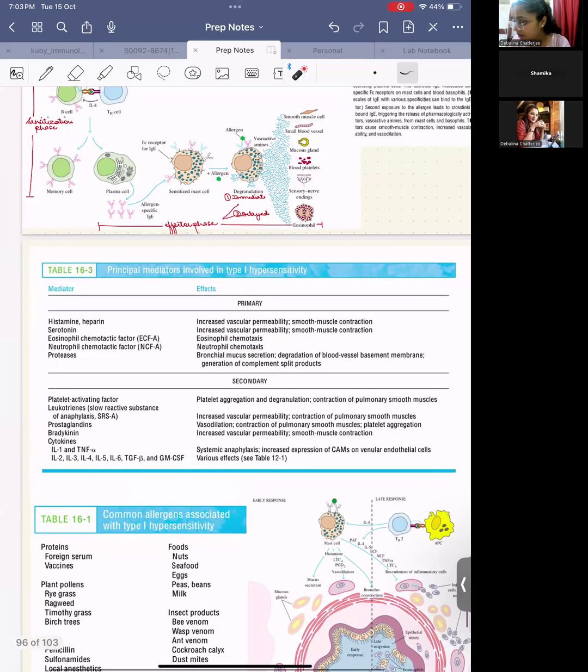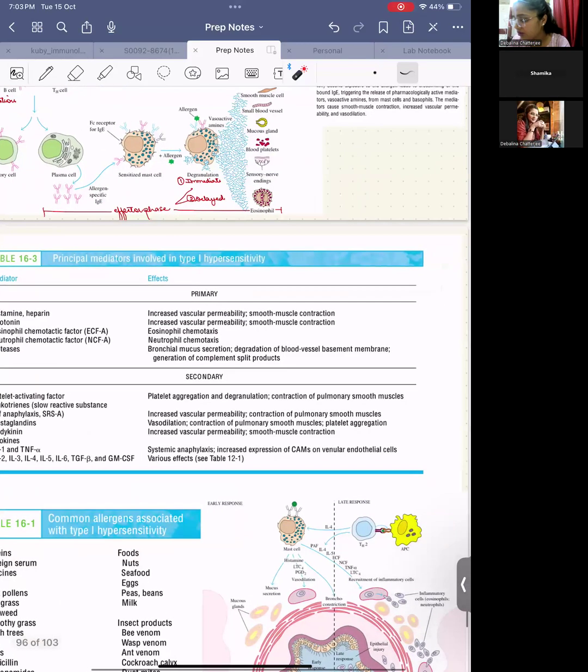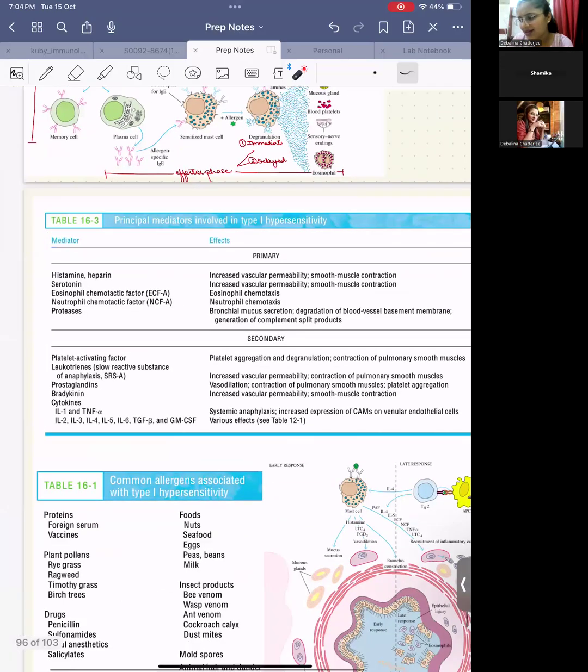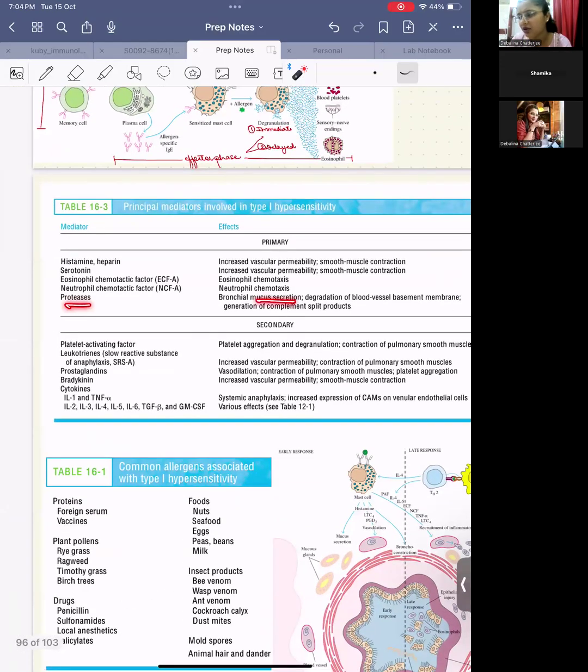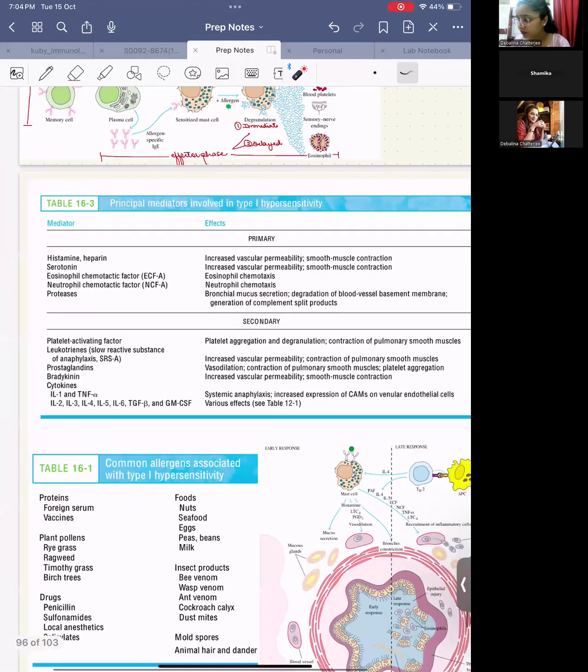And proteases, if you see here, cause bronchial mucus secretion, as I was saying, so we experience a lot of coughing. The coughing comes from the fact that there's a lot of mucus secretion happening in the bronchus, and coughing is a response wherein we are trying to clear off any fluid that is stuck inside the bronchus, right? So what underlies that is the mucus secretion that happens because of the primary mediators.